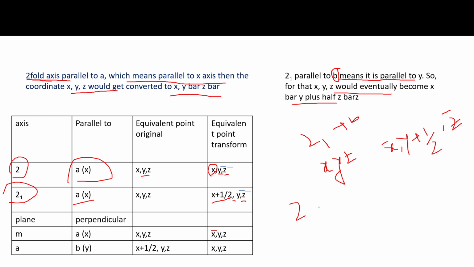So if someone asks about the 2 1 parallel to c, so how will it give you the point? So x y z: x becomes x bar, y also becomes y bar, but you are parallel to c, that means it will be the z axis. So when it is the z axis, it will be z plus half. I hope all of you understand that.